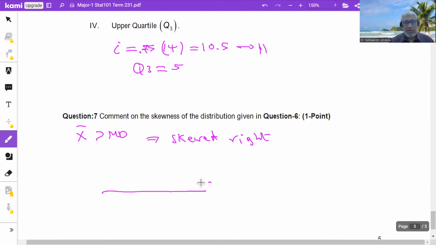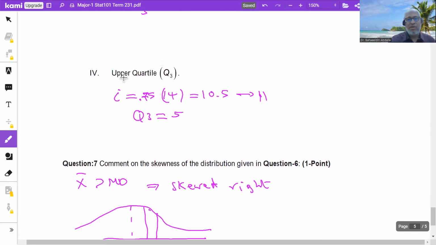Because if it's skewed to the right, then the mean comes closer to the skewness. Here you will find X bar. Here we will have the median, and the mode would be here. This was the last question.